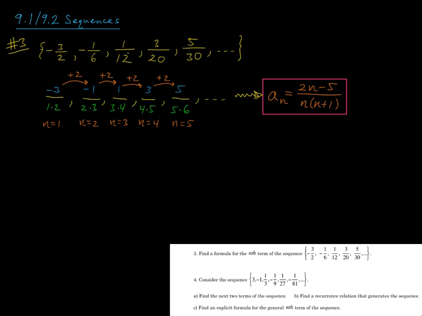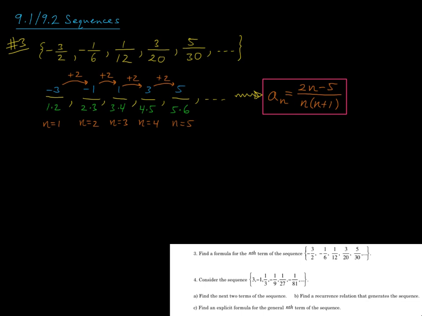What about the denominators? Well, look at the relationship between the numbers we're multiplying and the index number. So 1 times 2 when the index number is 1. Well, this is really n times n plus 1. When n is 2, likewise, we have n times n plus 1, 2 times 3. When n is 3, 3 times 4, that's again n times n plus 1. And I see that pattern holds. So this is a formula for the nth term of this sequence, and that does it.